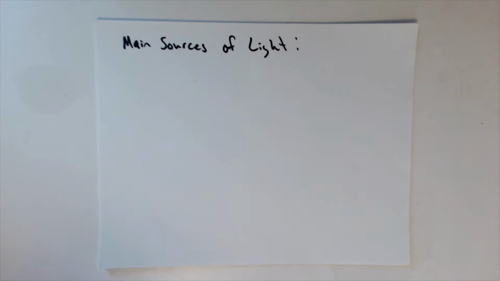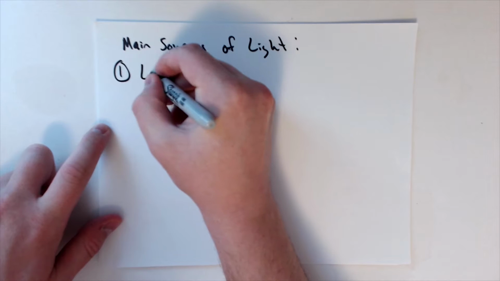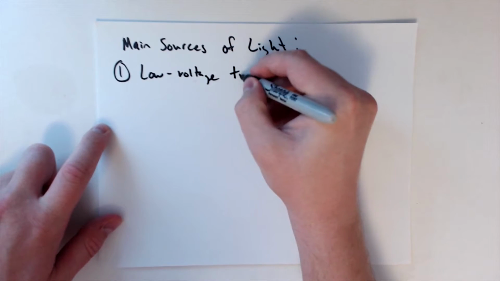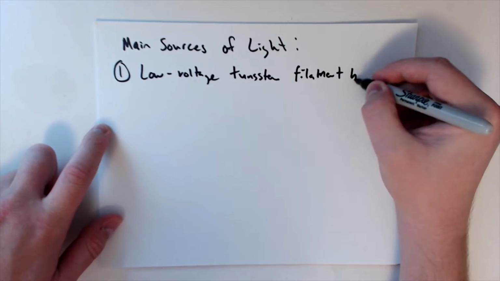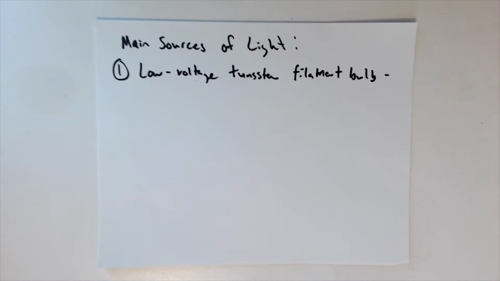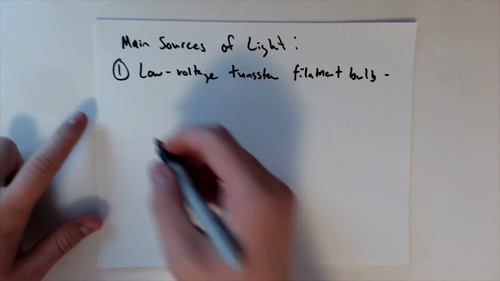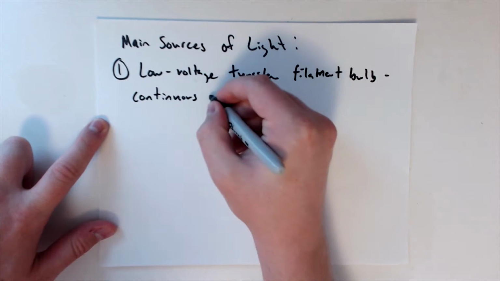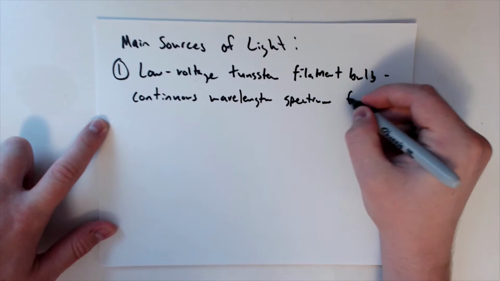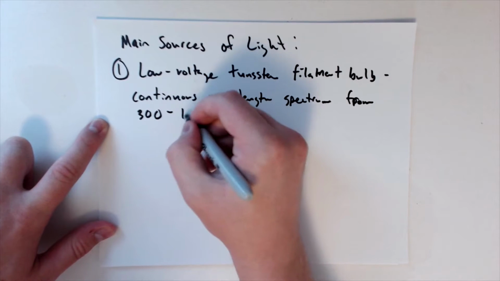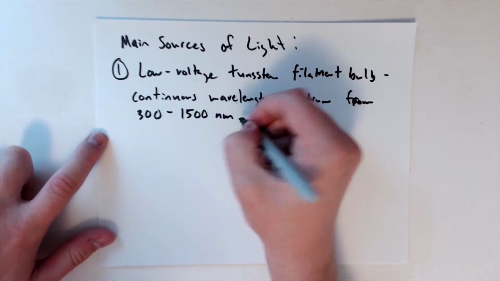All right, so now that we're talking about the illumination system, the first thing in a light microscope that we obviously need is light. And so we can look at some of the different sources of how we get that light. So I'll go through a couple that we have. So number one is a low voltage tungsten filament. So these tungsten filaments, these bulbs, what they give us is a continuous wavelength spectrum of light from 300 to 1500 nanometers. So that's the spectrum of light that we have.